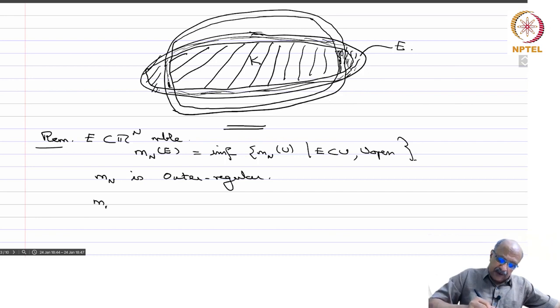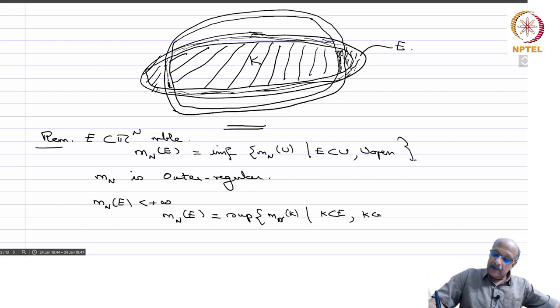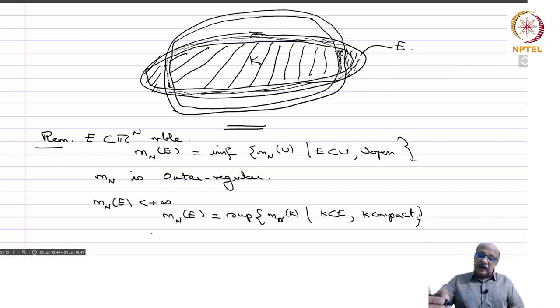Then if Mn of E is finite, then you have Mn of E is nothing but the sup of Mn of K, K contained in E, K compact, because of the previous proposition. It's always bigger than or equal to the supremum, because Mn of K is always less than or equal to Mn of E, but we found you can find a K which is very close to Mn of E, and therefore it is precisely the supremum. In fact, the supremum relation you can also prove without this restriction on Mn being less than plus infinity. I leave it as an exercise for you, and therefore this is called inner regular.